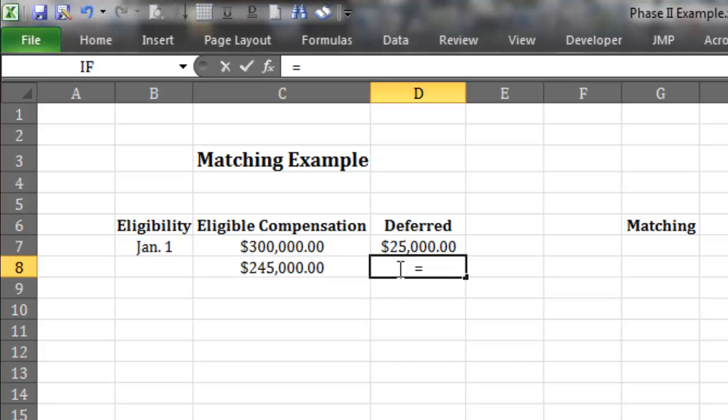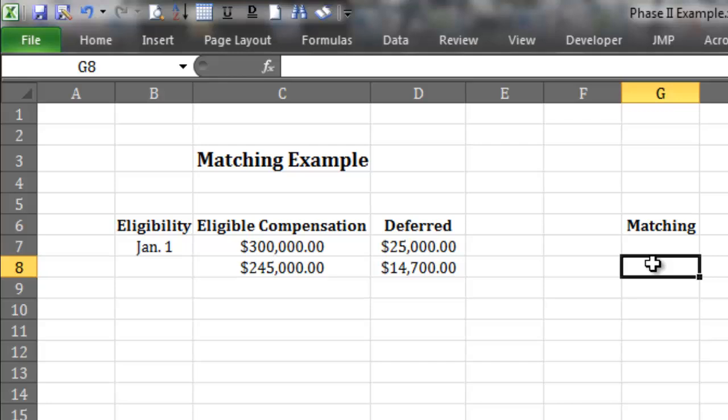So to do that calculation, we'll take equal 0.06 times this $245,000 limit, and we've got the maximum amount you can defer on the maximum eligible compensation being $14,700. Then the actual calculation to do the matching portion would be equal 0.5, or 50 cents on the dollar, which we would want to externalize, we'll talk about that in a second, times 14,700, or $7,350 would be Ralph's matching portion for 2013.